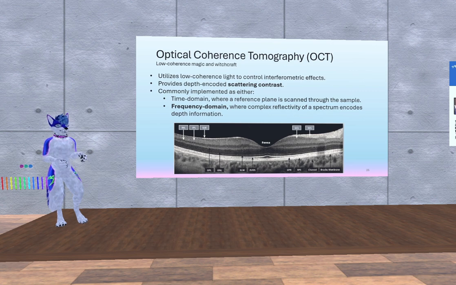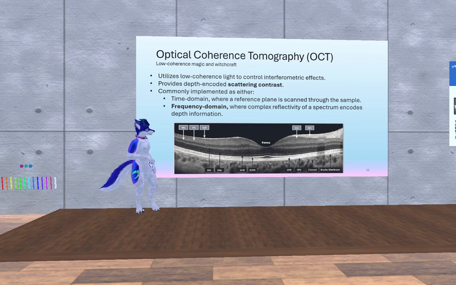Be able to tell where things are in space. I'm spacing on the word. For example, the most common application of this is in ophthalmic imaging, so imaging the eye, the anterior and the posterior of the eye. Here's an image of someone's retina, and this is a cross section.